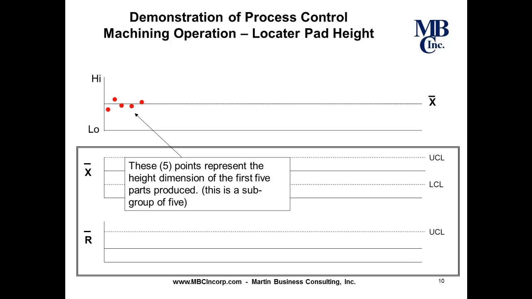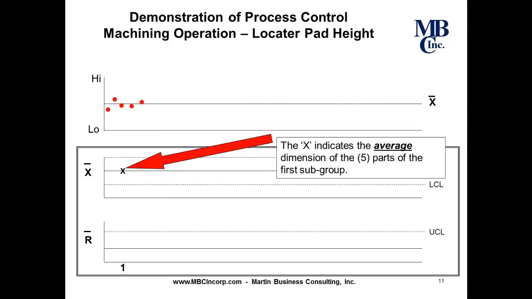We've now started the manufacturing process and we've measured the first 5 parts. These 5 points represent the height dimension of the first 5 parts produced. This is a subgroup of 5. The X indicates the average dimension of the 5 parts in the first subgroup, and this is recorded on the upper portion of the X bar and R chart.